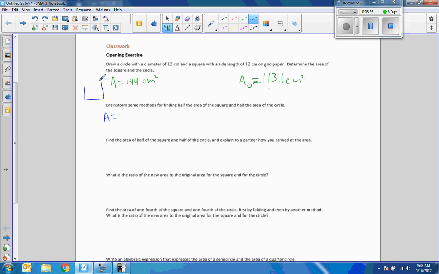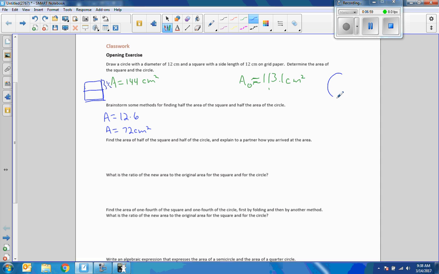So what I'm saying is if I have a square and I cut it in half, this distance now, the height, is now 1/2 the total distance. But this did not change. So I could say 12 times 6 instead of 12 times 12. So the area of half the square would be 72 centimeters squared. Well, look at the original, it was 144. And if I just divided that by 2, I would have gotten 72 square centimeters.